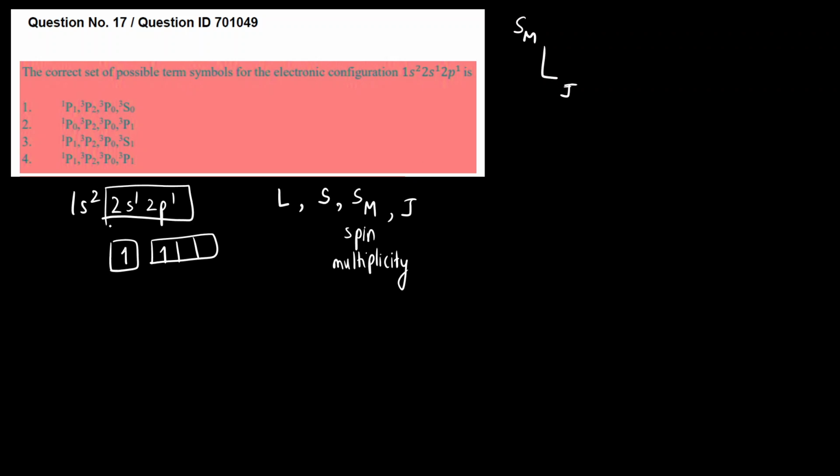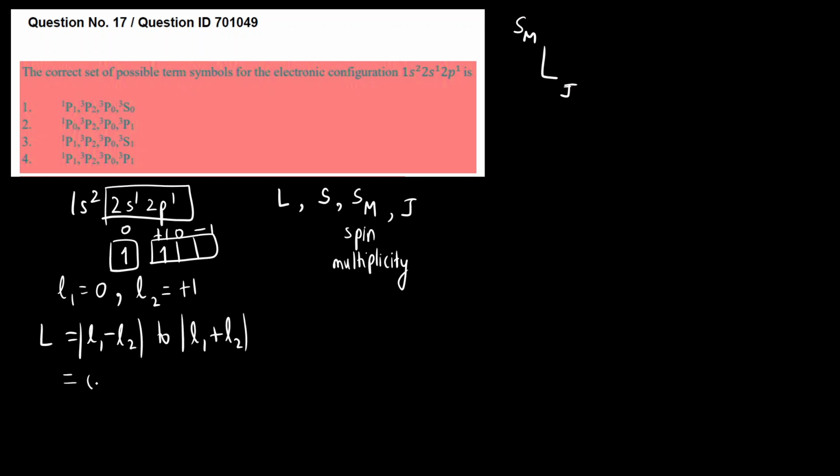So what is the formula for finding out the value of L? There are two orbitals, one is S and another is P. For S, the magnetic quantum number is 0. For P it is +1, 0, -1. So the two values of l are: l1 is 0 for the S orbital, and l2 is +1. How do you calculate the possible values of capital L? It will be |l1 - l2| to |l1 + l2|. I can write this as 0 minus 1 to 0 plus 1.